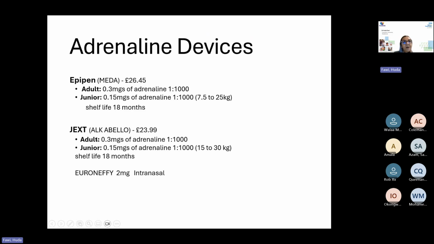There's Jext, again 0.3 and 0.15 milligram, shelf life of 18 months. The Urinephy is a 2 milligram one. It's intranasal, and what is hoped is that the hesitancy of giving the pen, either by the patient or the parents, because it is a pen, it's an injection, may decrease because there is an intranasal type now.